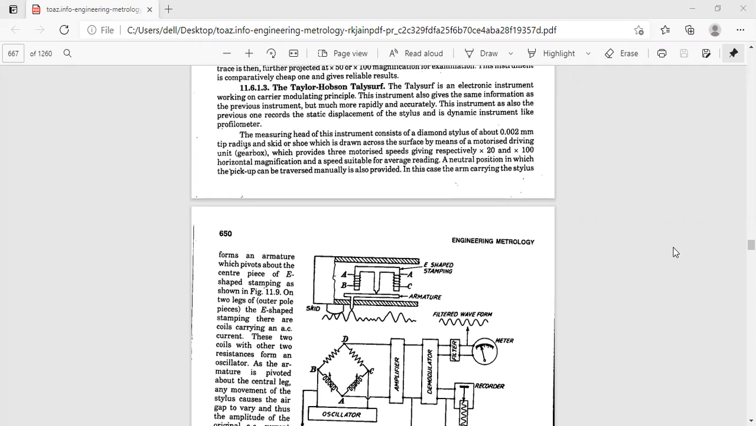And after that, we'll be discussing the features of these surface measuring instruments, or you can say the electronic stylus instruments, or the many names I have told you, electrical integrating stylus instruments. Okay, here the Talisurf is an electronic instrument working on the carrier modulating principle. Yesterday we just started that introduction.